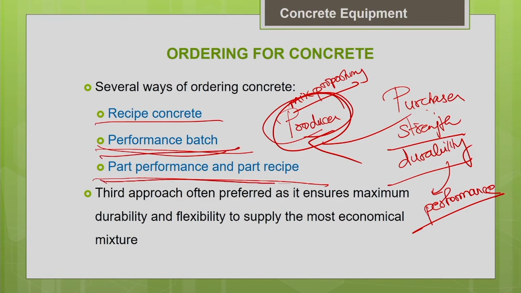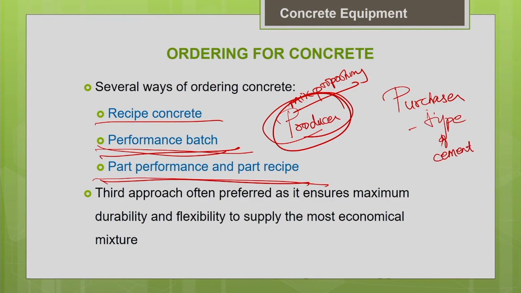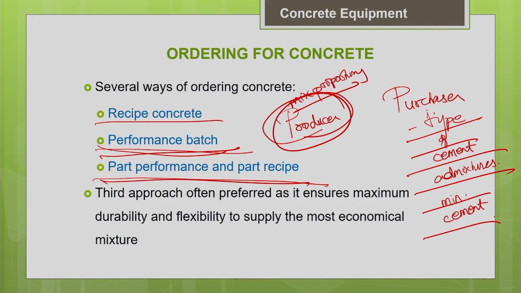And the third one is part performance and part recipe, where both of them have their roles in the mix proportioning. That means the purchaser can even give suggestions on, say, the type of cement needed. He can give some recommendations on admixtures to be used, and he can even say, at least use this much amount of cement, a minimum cement requirement. So these guidelines the purchaser can give. In addition, the producer will design the remaining mix proportions. So both are participating in the mix proportioning.